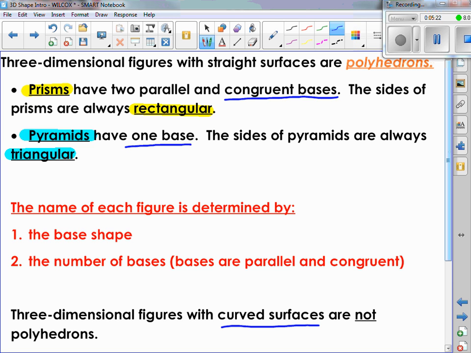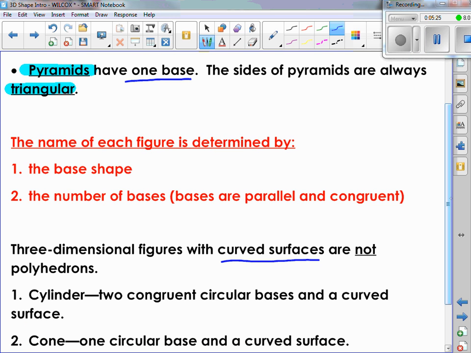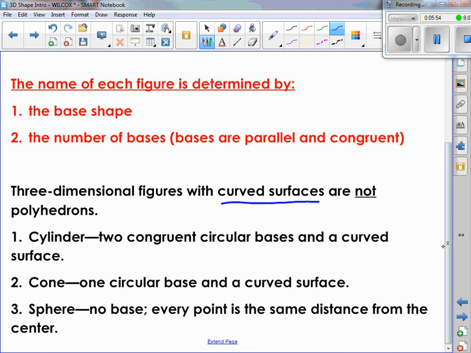We name 3D figures in two ways. We name it by its base shape, and we name it by the number of bases. So if it has two bases, we know it's a prism. If it has one base, we know it's a pyramid. So we determine whether it's a prism or a pyramid, and we are more specific by naming it by its base shape. For example, triangular pyramid or square pyramid. So we are very specific with prism and pyramid by naming them by their base shape. And then again, three-dimensional figures with curved surfaces are not polyhedrons. Examples of those would be cylinders, cones, and spheres.